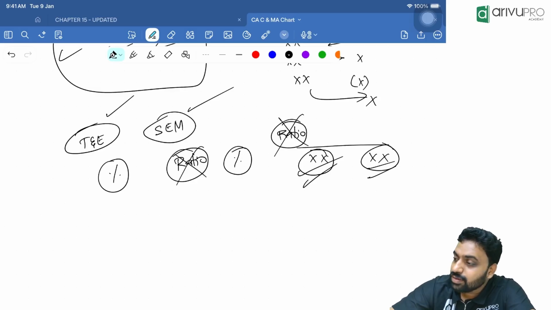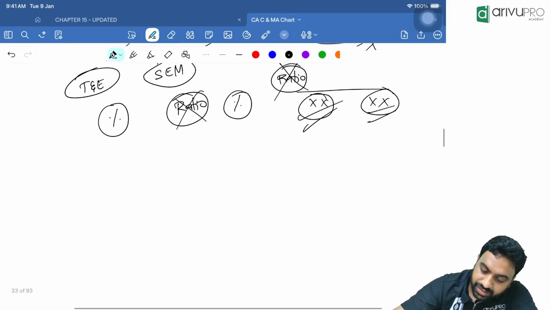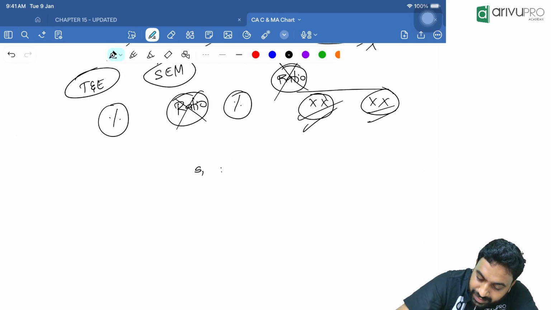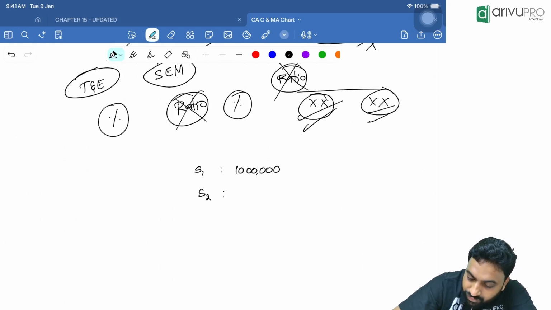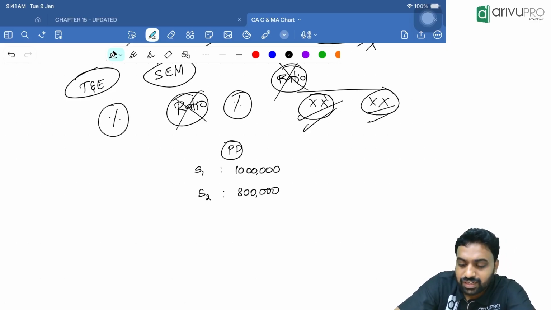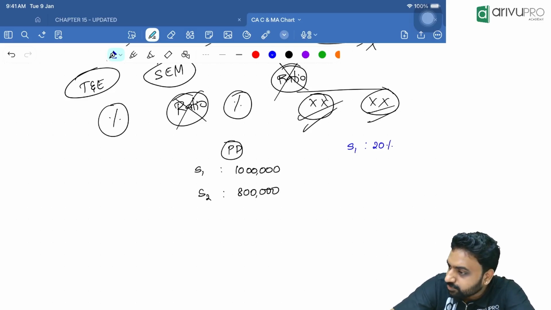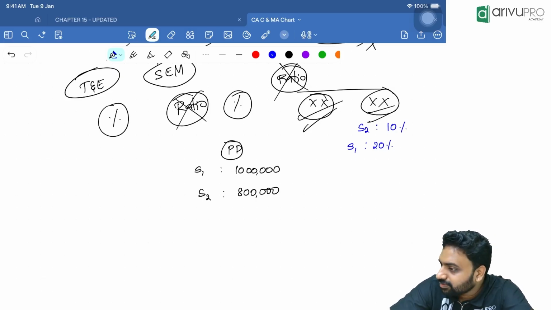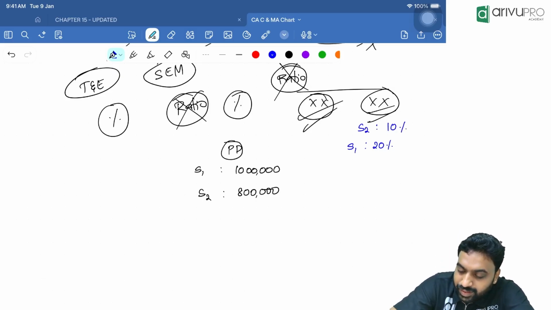Now, how will the simultaneous equation method work, sir? Let's say S1 has overhead of 10 lakh and S2 has overhead of 8 lakh, as per primary distribution. For secondary distribution, they say that S1 will provide 20% service to S2, and S2 will provide 10% service to S1. I repeat, S1 will provide 20% to S2, and S2 will provide 10% to S1.